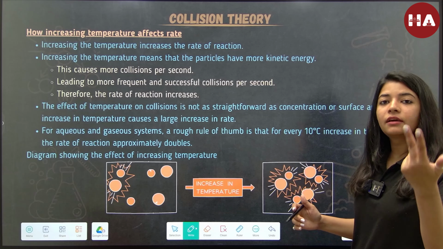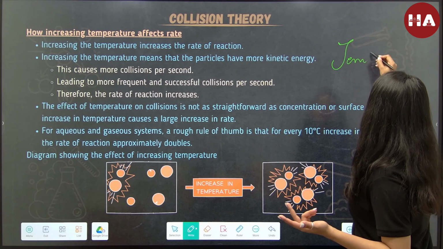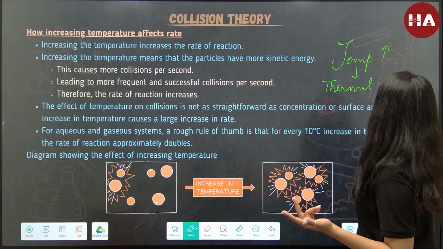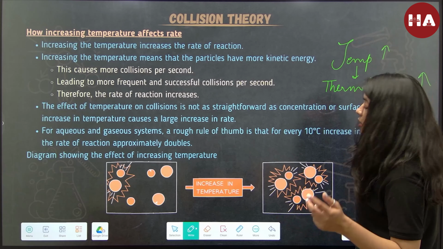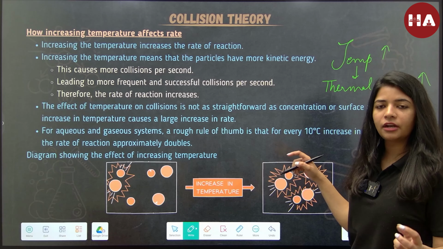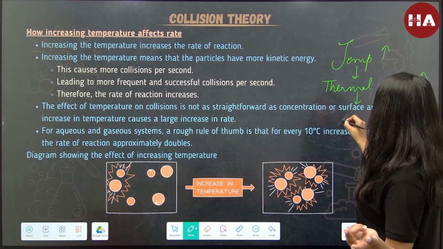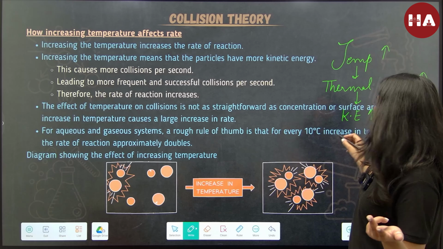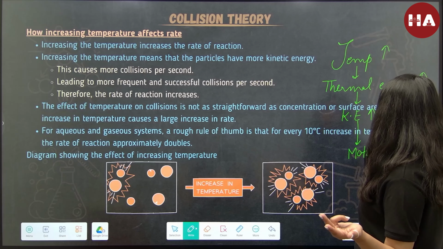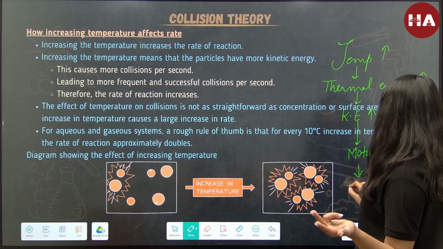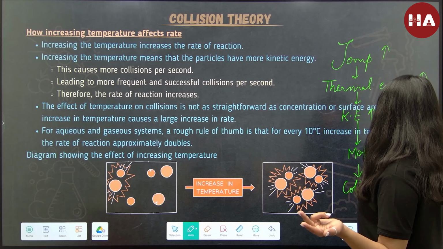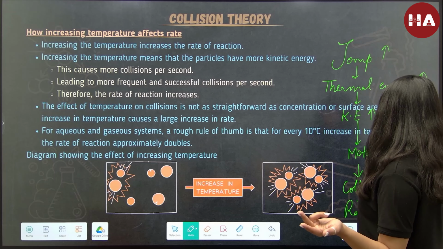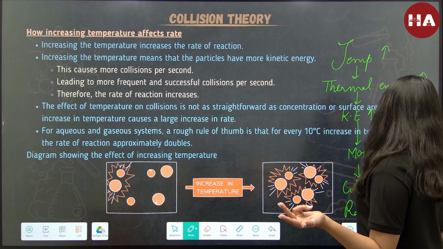Okay, if we increase temperature, what happens? We are increasing the thermal energy of the system. So the particles absorb this thermal energy, convert this into kinetic energy, which I am writing KE over here. Kinetic energy will be increased. If the kinetic energy will increase, it means the motion will increase and they will collide faster, right? Collision rate will increase, and hence the rate of reaction will also increase.